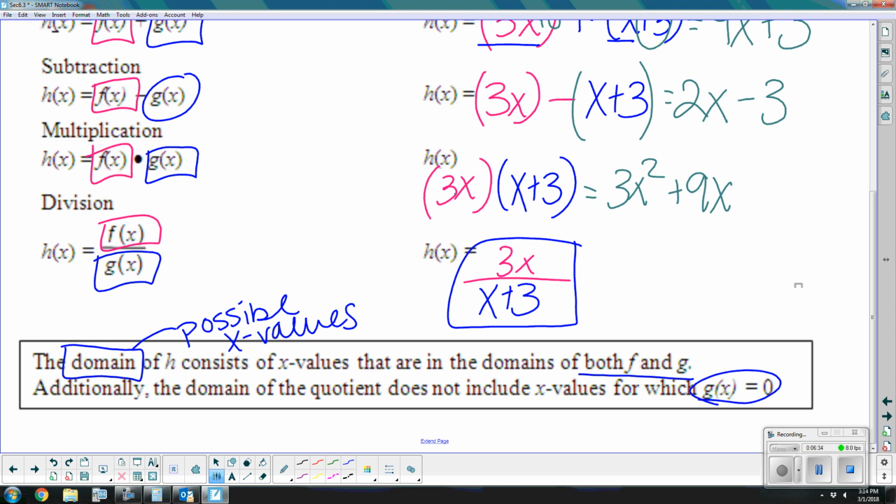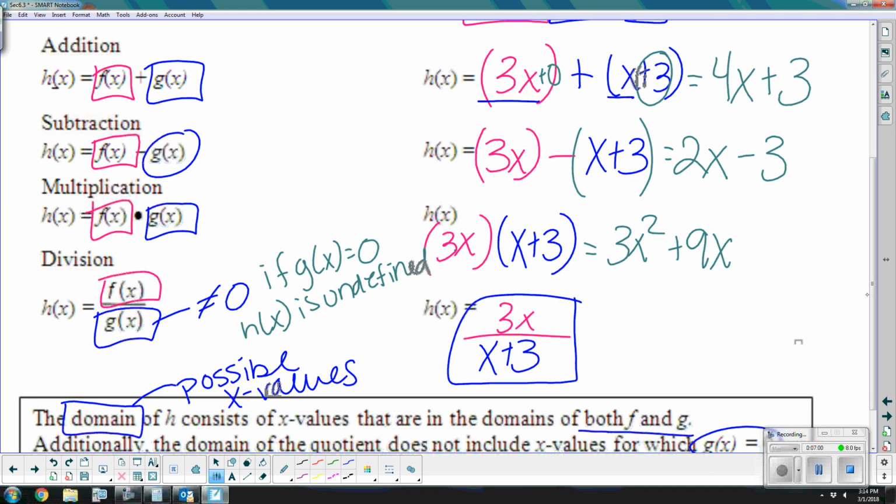So here, g of x cannot equal 0, because if g of x equals 0, then this function, h of x, is undefined, and therefore not a function. In any of the other operations, g of x could be 0, because you can always add 0, subtract 0, or multiply by 0, and all of those functions are still defined. But if you're dividing, you cannot divide by 0. So in this case, we would say x plus 3 cannot equal 0. That means that x cannot equal negative 3.